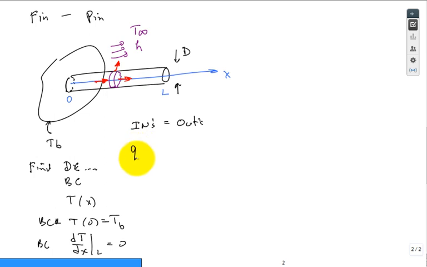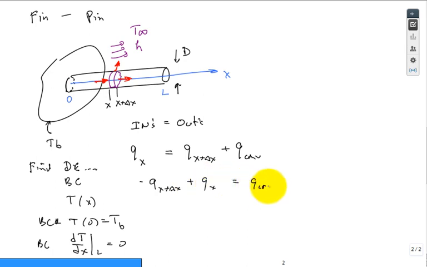Let me say that's a Q conduction at X. We're going to start at X, and then guess what this location is? X plus delta X. Okay, and then we have two outs. We have conduction at X plus delta X. And we have the convection off of that surface area of that little disk puck type of control volume. Okay, so I'll rearrange this. I'll put negative q at x plus delta x plus q at x is equal to q convection.